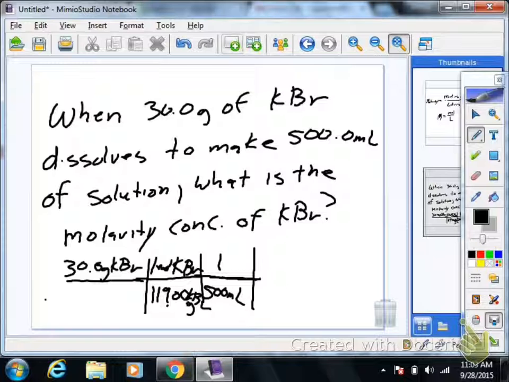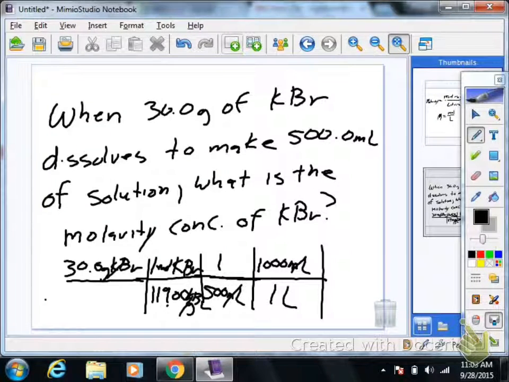I'll do that on the next one. But just to show you, if you wanted to keep going, you could say there's 1,000 milliliters for every 1 liter. Milliliters cancel out. So I have grams canceled out. Wait, what's that 1 on the top? Sorry. It's nothing. It's just a 1.